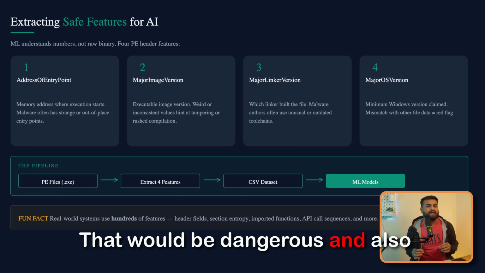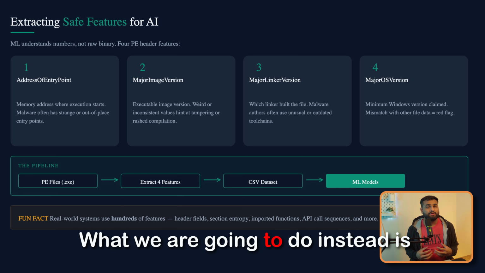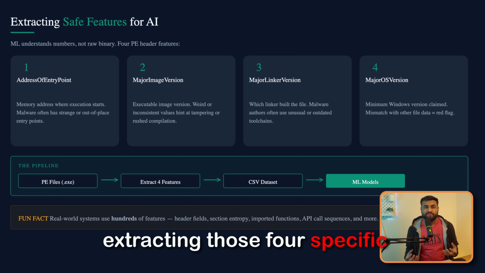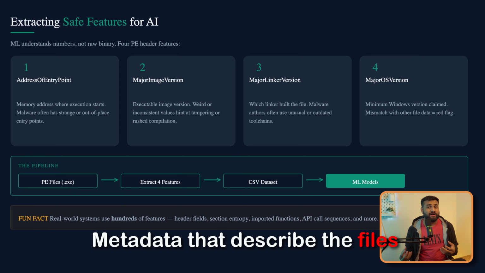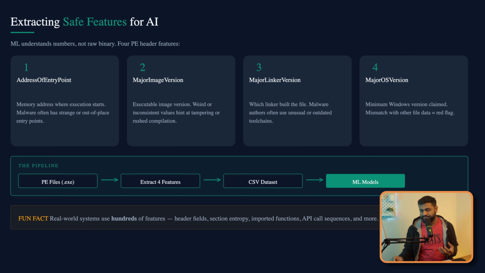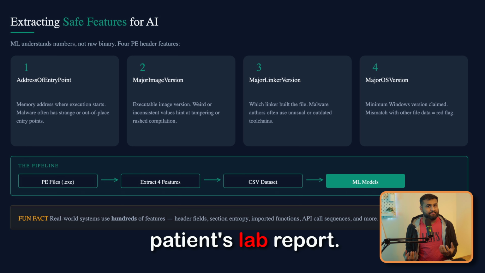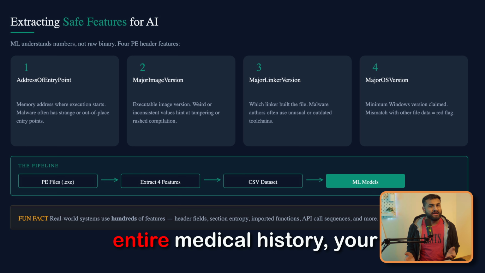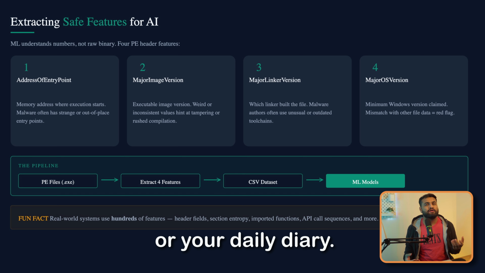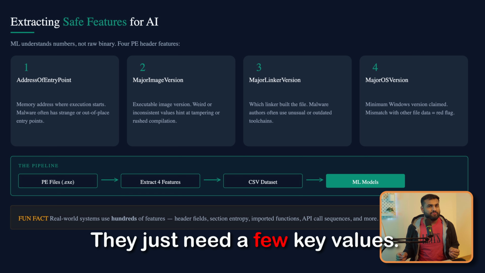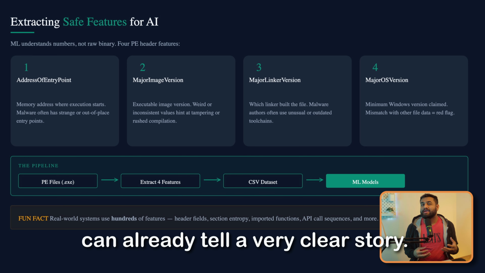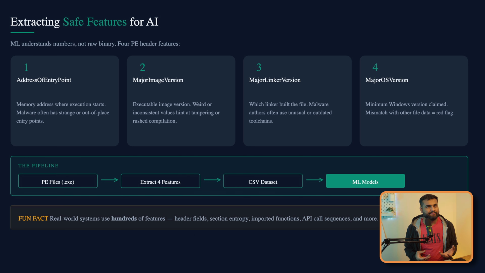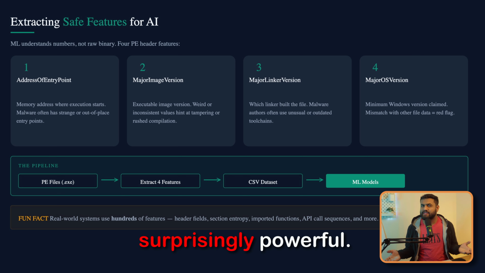Now, we are not going to dump an entire malware sample into a machine learning model. That would be dangerous and also completely impractical. What we are going to do instead is extract four specific numerical values directly from the PE headers, metadata that describes the file, and use those numbers as our input. Think of it like a doctor reading a patient's lab report. The doctor doesn't need to know the entire medical history, your childhood photos, or your daily diary. They just need a few key values: blood pressure, sugar levels, temperature. And those numbers alone can already tell a very clear story. That's exactly what we are doing here. Four values: clean, safe, and surprisingly powerful.